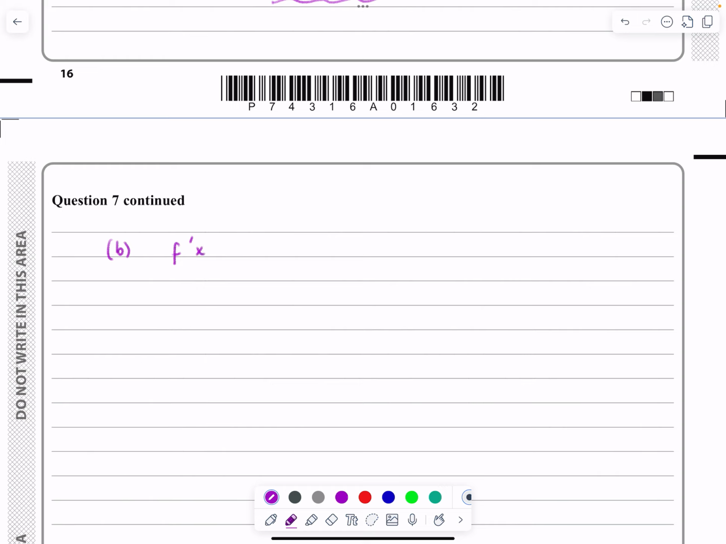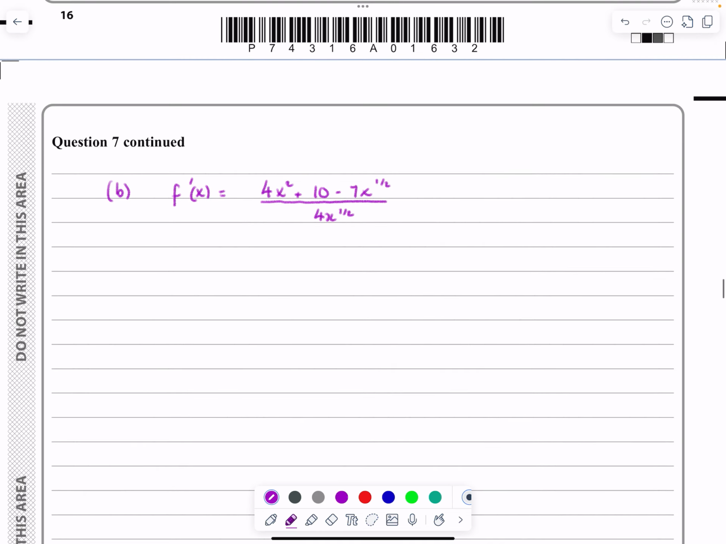So we've got f dash x is equal to that function that we had before, 4x squared plus 10 minus 7x to the half, all divided by 4x to the half. So before I start integrating it, I'm just going to tidy this up. I can't integrate it like it is at the moment. So that's the same as, let's split it up into the various parts.